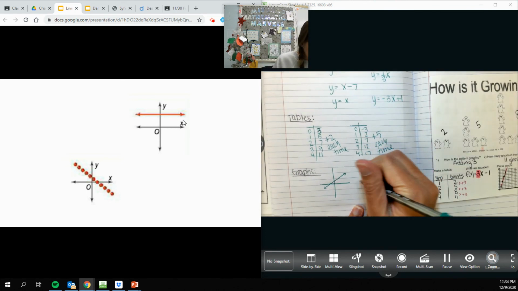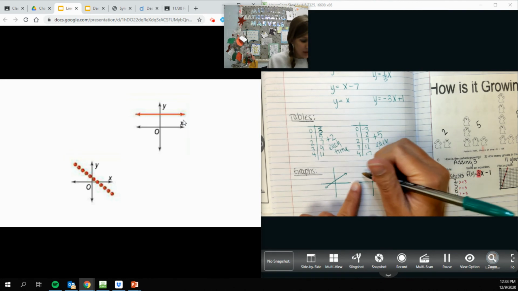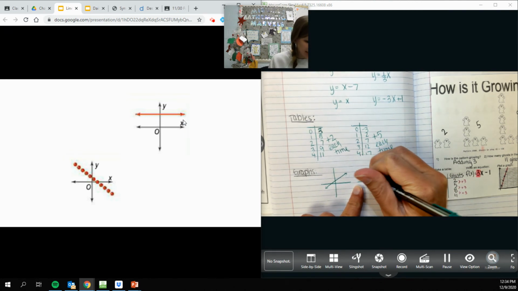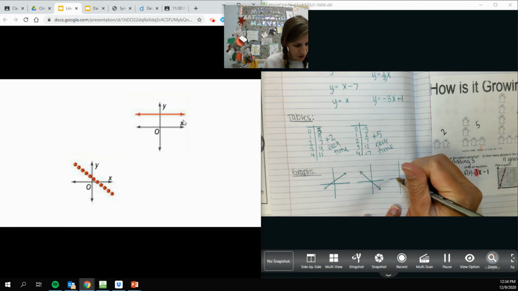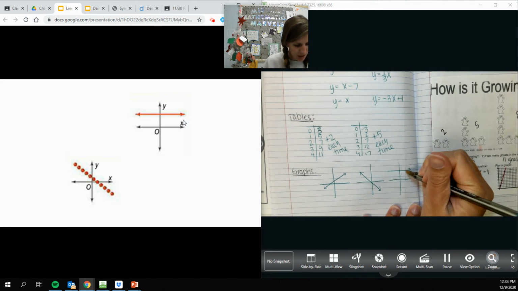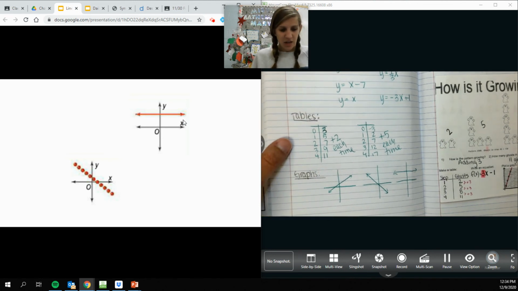So your linear equations, they could go up, they could go down. That's kind of what that dotty one is doing. Or they can go straight across. All linear things.